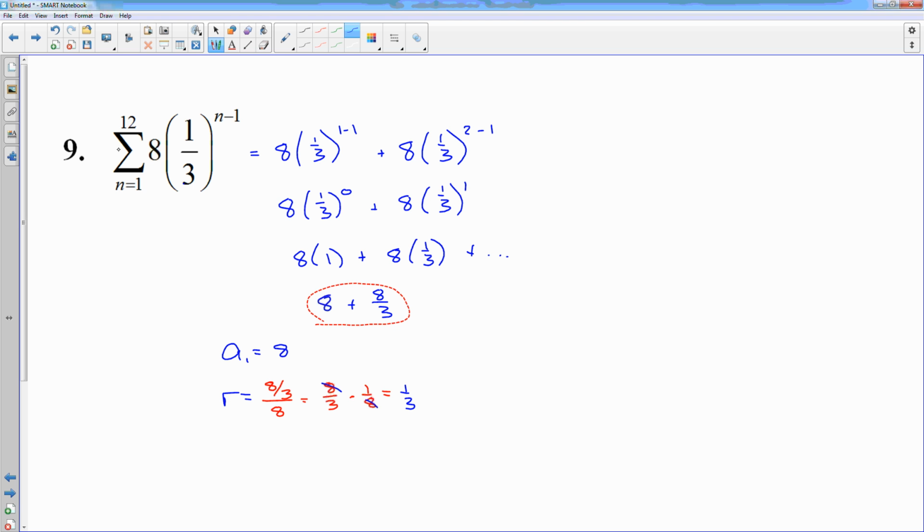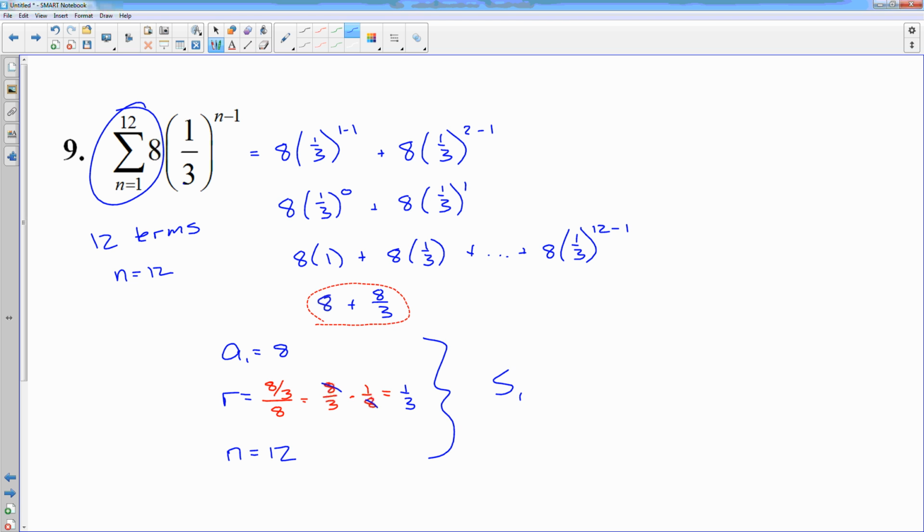And then if you start at 1 and go all the way up to 12, I would continue plugging in things and I would stop when I plug in 12 for n. If you start at 1 and count all the way to 12, there are 12 terms, which means n is equal to 12. And then I would throw all of this into that big ugly formula. The sum of the first 12 terms is going to be my first term times 1 minus my ratio to the 12th power over 1 minus the ratio. And then I'll throw that in the calculator.